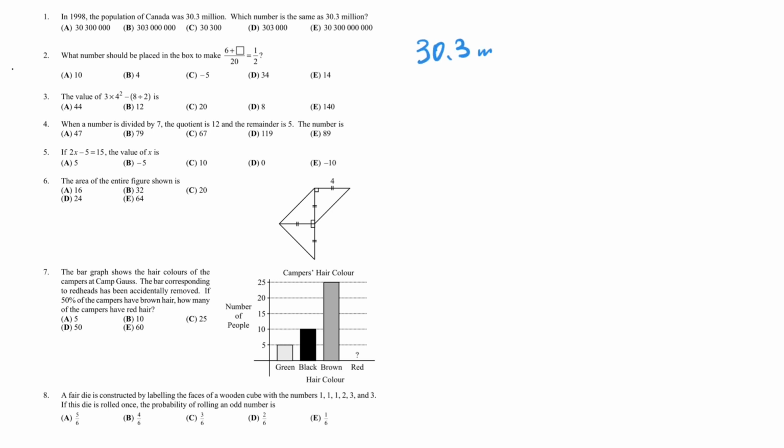30.3 million is 30.3 times 1 million. That gives us 30 million, 300,000. Therefore, the answer is A.